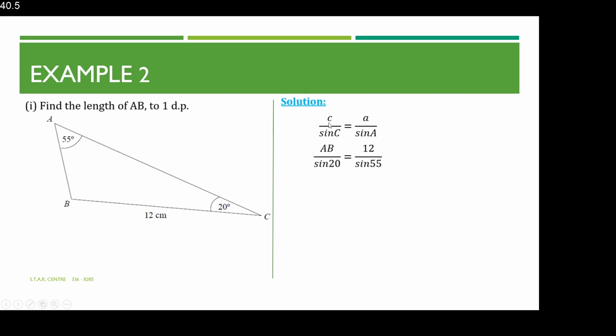Substituting our values, the common C is the side, which is AB, over sine 20, that's sine C, equal A, which is the side opposite angle A, that's 12, and sine of A would be sine 55. Cross multiplying would give us AB by sine 55 equal 12 by sine 20. And we want to make AB the subject of the formula, which would give us AB equal 12 sine 20 over sine 55, and that will give us 5.01 centimeters. And since the question specified to 1 decimal place, I would write that as 5.0 centimeters.